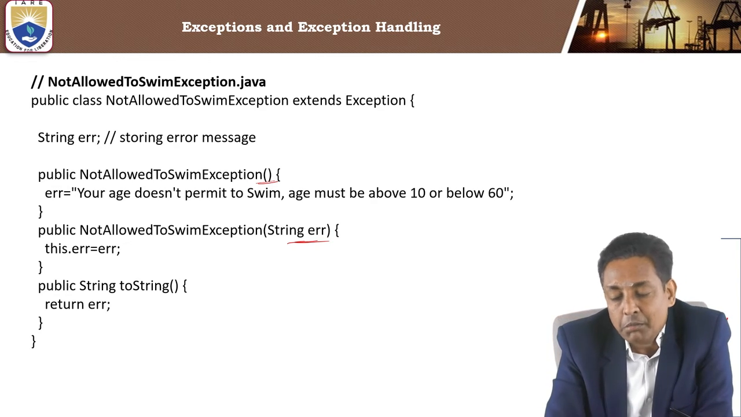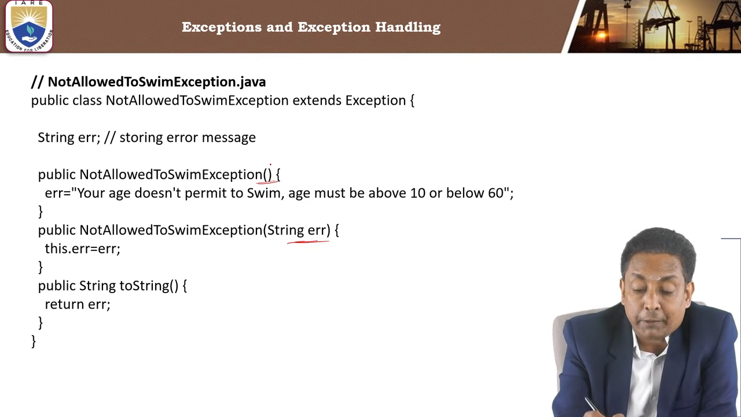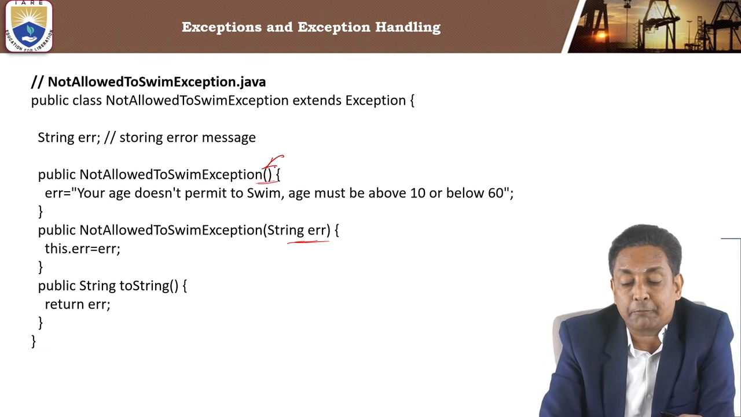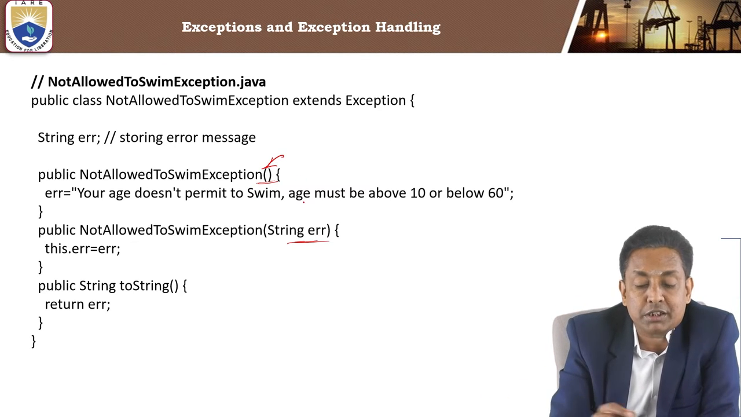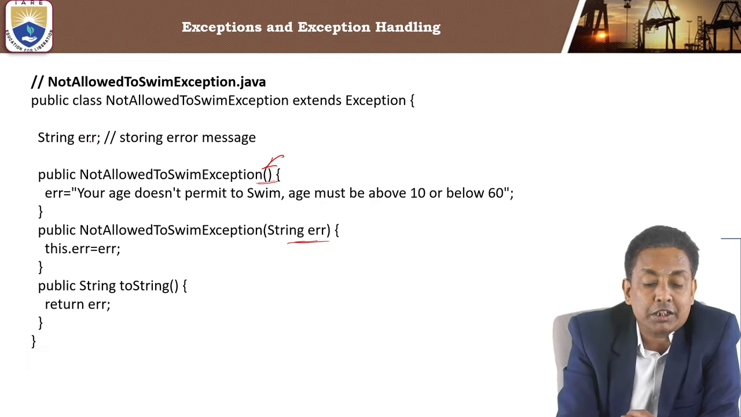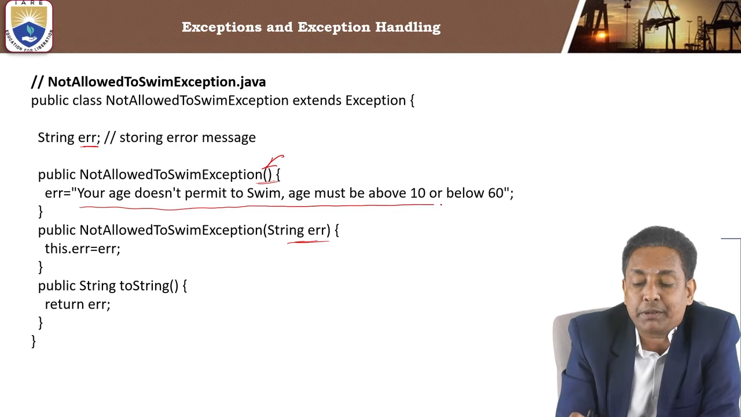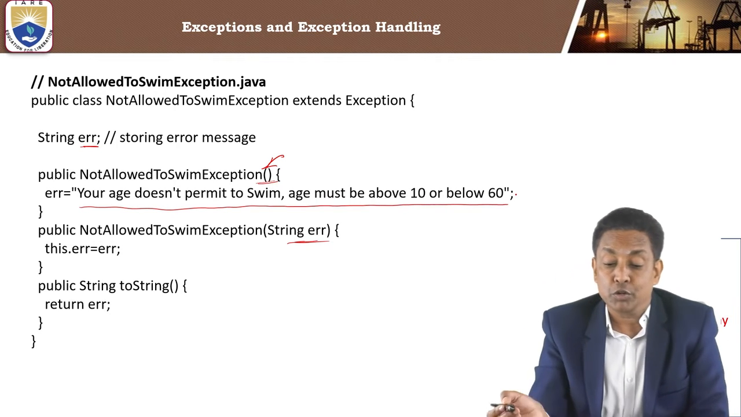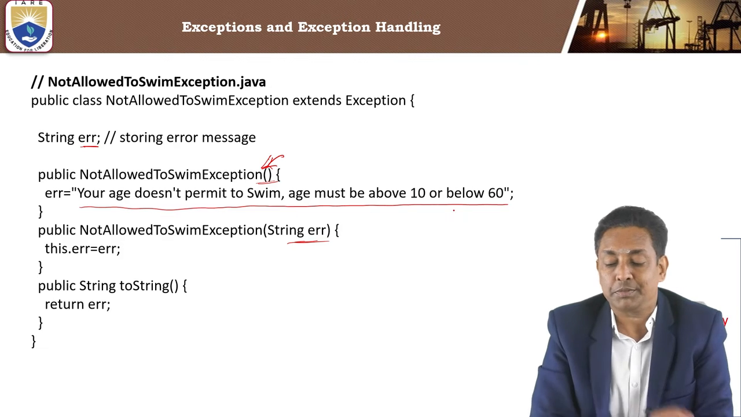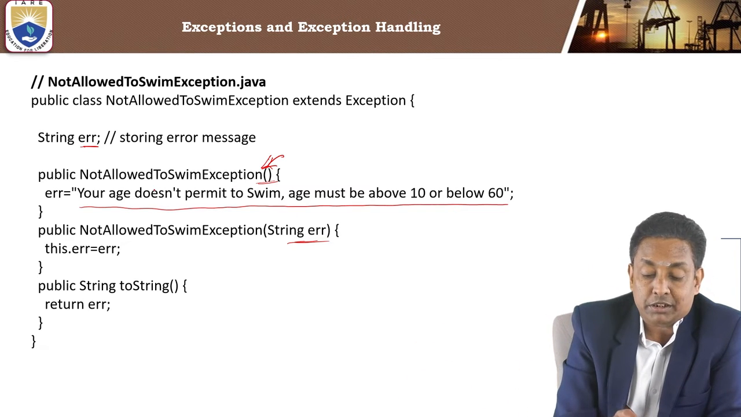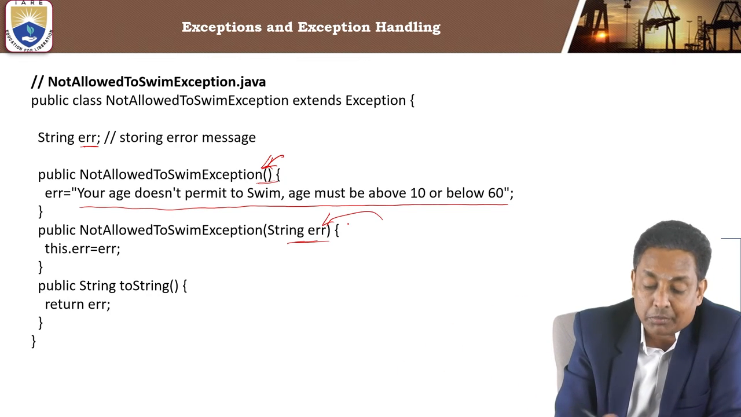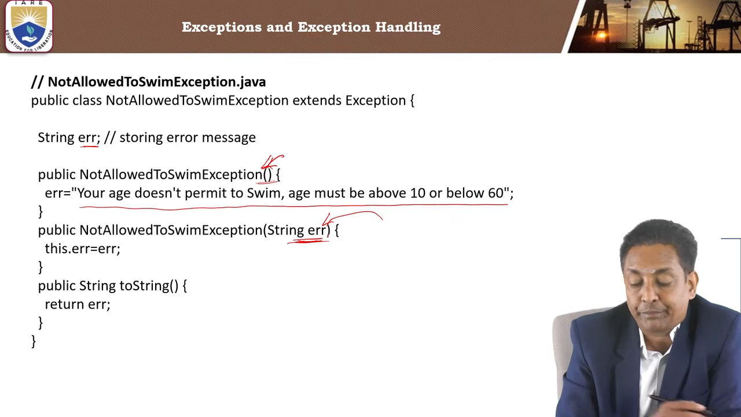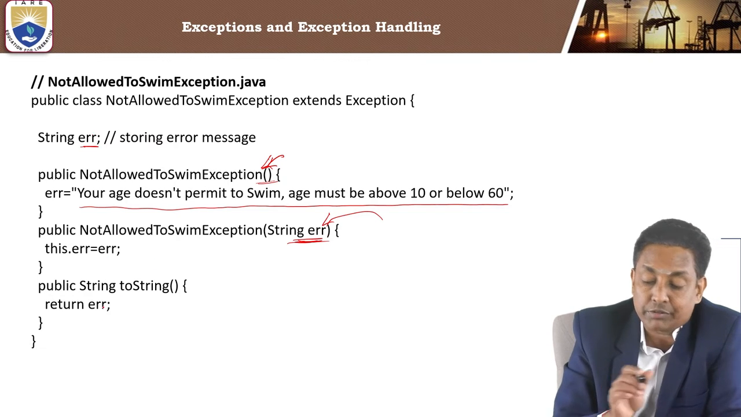Why two? Because if the developer uses the no-parameter constructor, we should print some default message on our own. If the user uses this NotAllowedToSwimException, we initialize the error variable with a message: your age does not permit to swim, age must be above 10 or below 60. If the user wants to pass his own exception message as an argument, for that we give this constructor. The error is assigned to the class instance variable, and toString will print it.